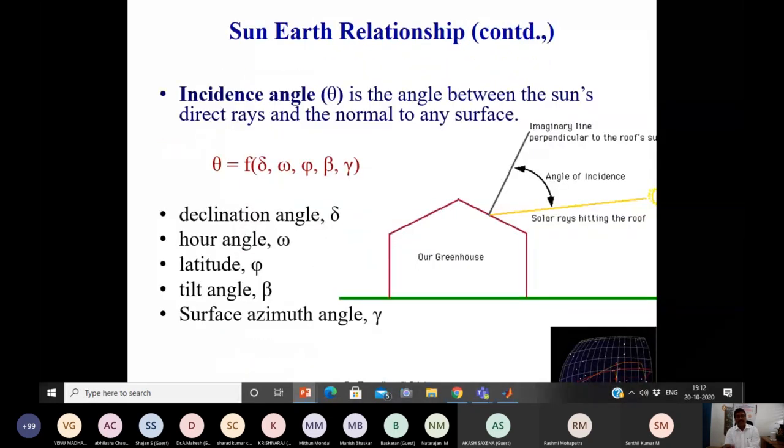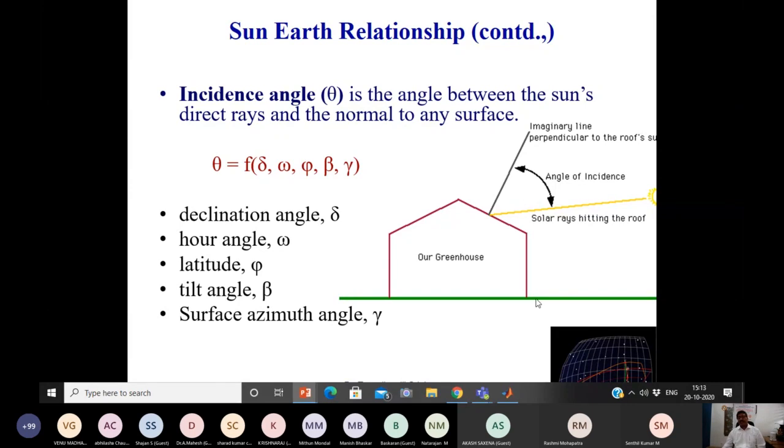I am going to define one parameter here, the incident angle. This incident angle is one of the very important parameters to design any tracking device, whether intermittent or continuous, single axis or double axis. What is the meaning of this incidence angle? The incidence angle is defined as the angle between the sunbeam and the normal to the surface, any surface.